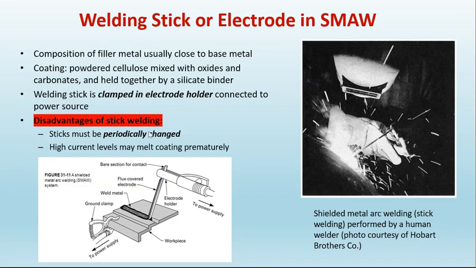And these are the disadvantages of SMAW or stick welding. They have to change the electrode, the stick, and they clamp it using the electrode holder. High current level may melt the coating prematurely. So changing the electrode takes time, and you need skill to know the correct time to change the electrode.